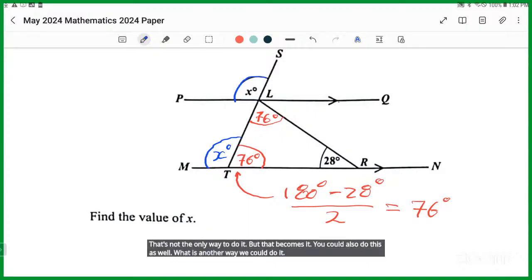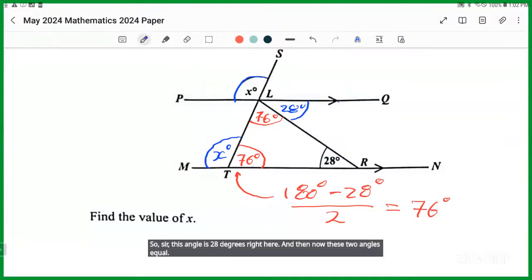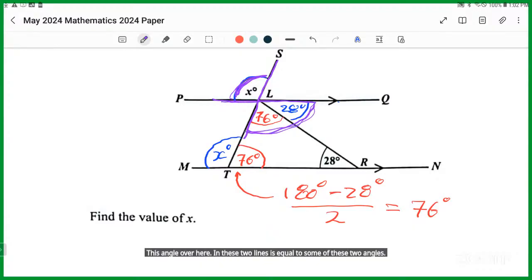We could say this angle here is a z angle, and so this angle in here is 28. So we could say this angle is 28 degrees right here. And then now, these two angles are equal. This angle over here, in these two lines, is equal to the sum of these two angles. So it's also equal to 76 plus 28, the x. All right? Well, let's use a straight line and do it. Multiple ways to do it, guys.